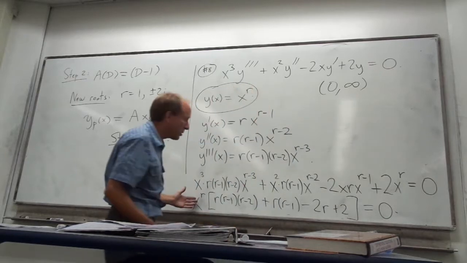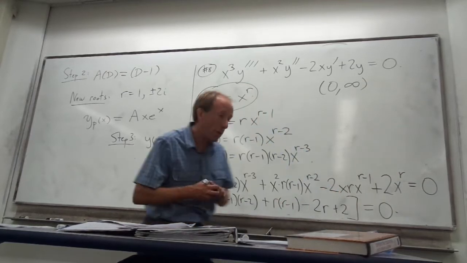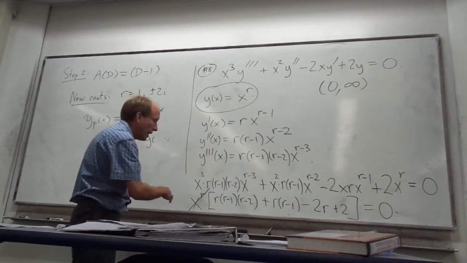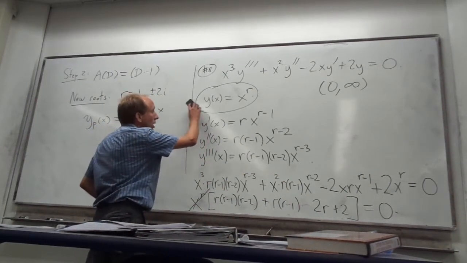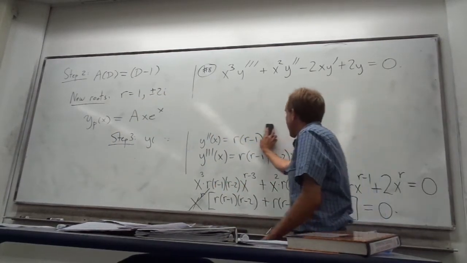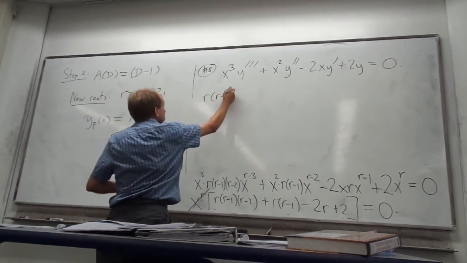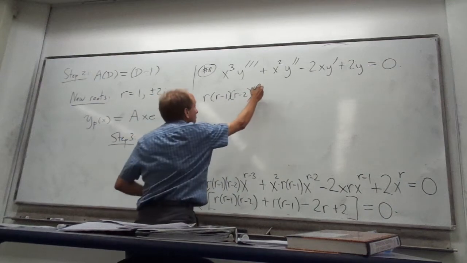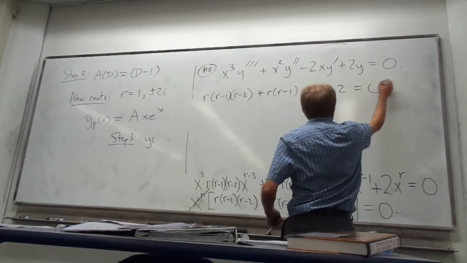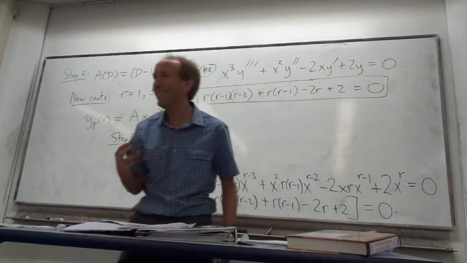So if x is greater than 0, and I multiply it by this other expression and get 0, I know that x to the r is not 0. So the part in brackets has to be 0. I'm going to go ahead and erase here. I can always rewind the tape, you can look back at what I have. These are just the derivatives. I'm going to take this part in brackets, which is r times r minus 1 times r minus 2, plus r times r minus 1, minus 2r plus 2, and set that equal to 0. This is my equation that's going to tell me what r is.